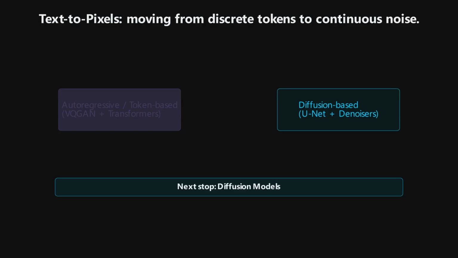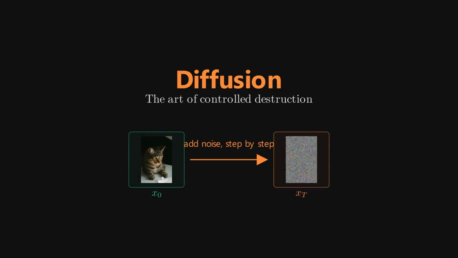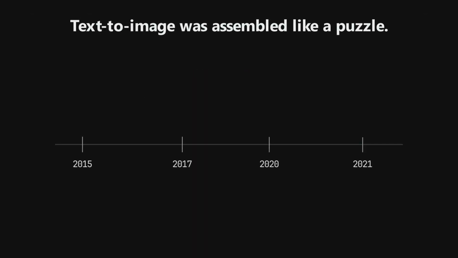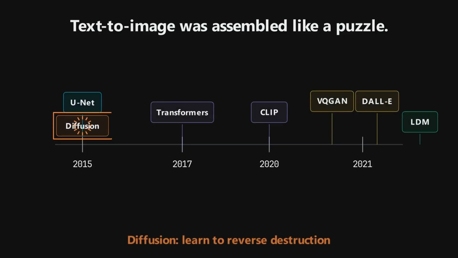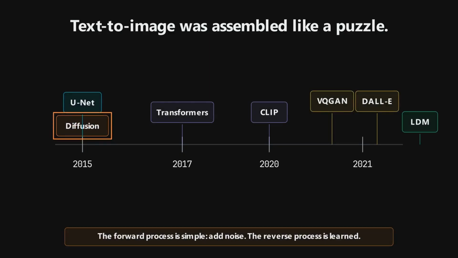But text-to-image has another road, the one that dominates many modern systems. Instead of filling tokens, it begins with noise, and then learns how to recover structure. Diffusion models. So far, we have followed one road. Turn the image into tokens, then let a transformer generate those tokens. Now, we take the second road. The road that begins with something that looks completely useless.